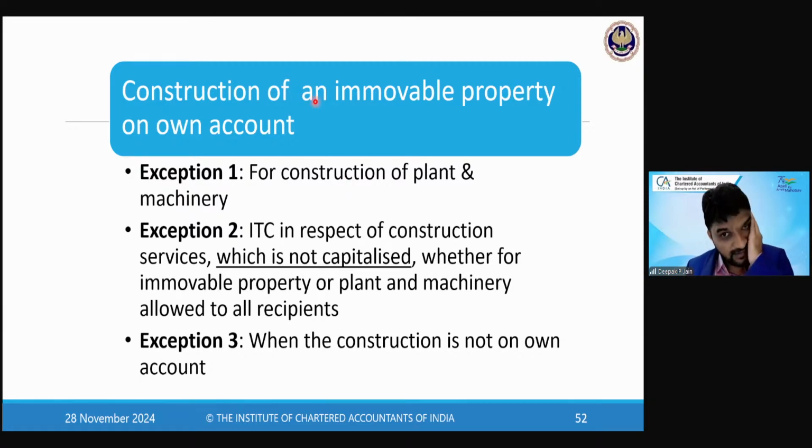Self-construction of plant and machinery, we can have ITC. Plant and machinery, self-construction or works contract, both the cases we can have it. So that's an exception. You can have ITC for self-construction of plant and machinery or works contract of plant and machinery. Both you can have.